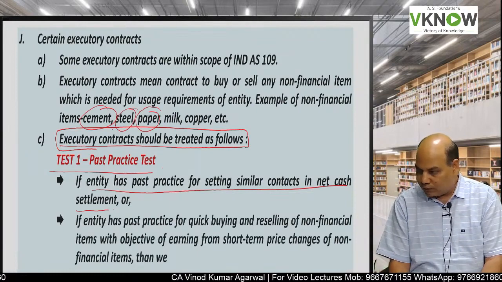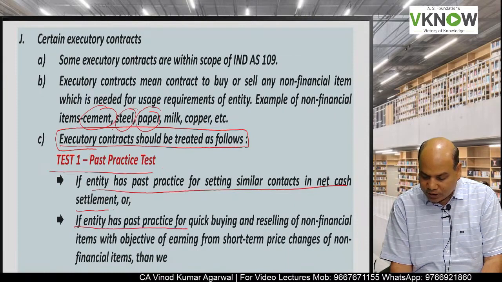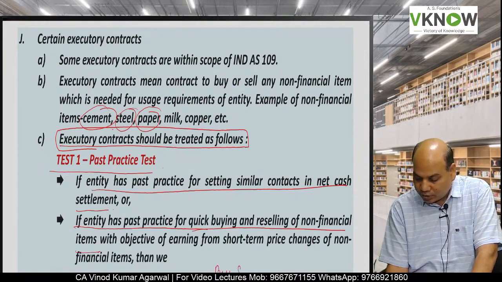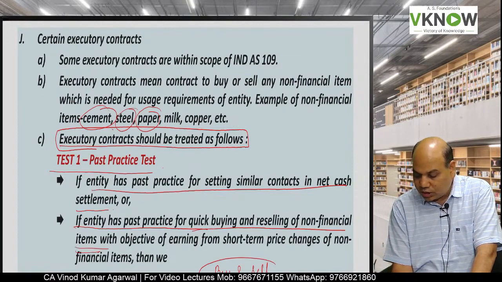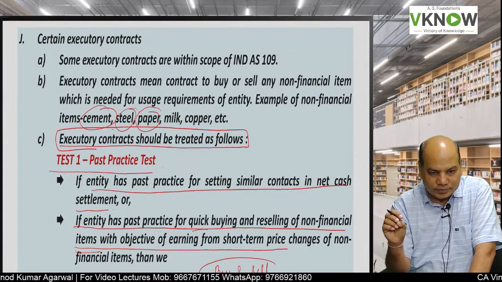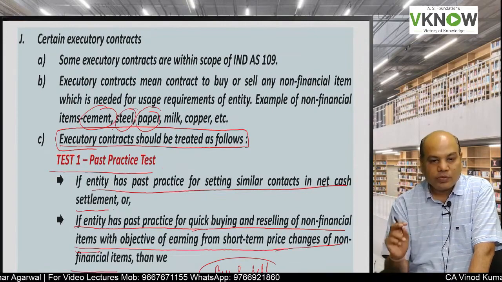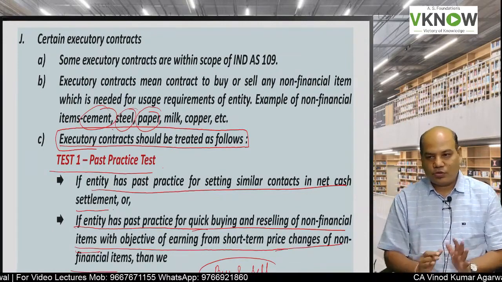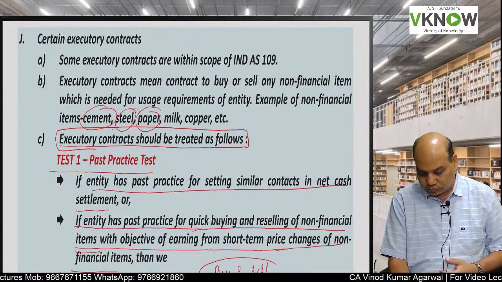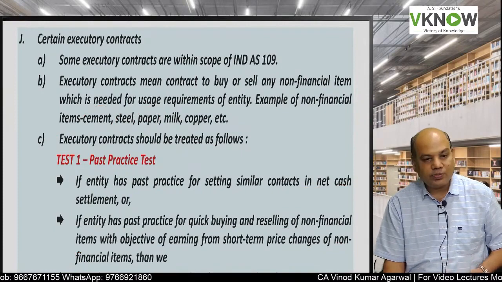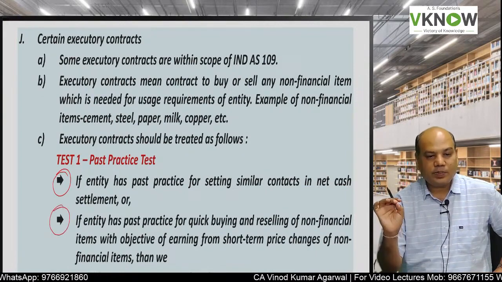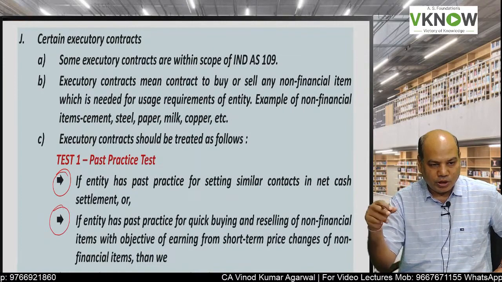I am really not interested in steel, paper, cement, milk, copper. If the entity has a past practice of quick buying and reselling of non-financial items, the other possibility is I buy and sell immediately. There is no time gap or no major time gap between buying and selling such non-financial items. My objective is to make a quick profit due to price changes. So I buy it and I sell it and I corner the price differences. Then what we will do in such cases, the past practice test has been satisfied. So one, I have the history of net settlement. Second, I have the past practice of buying and selling it immediately to make quick profit.